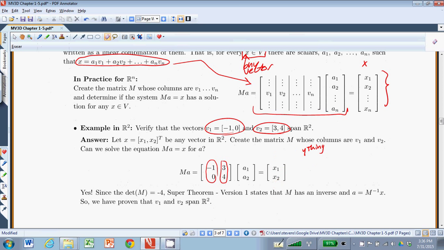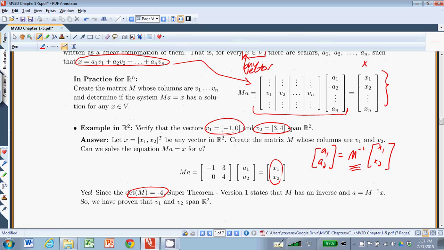If you give me any x1 and x2, then a1, a2 is equal to M inverse times x1, x2. I don't actually care what x1 and x2 are. All I want to know is, does my M have an inverse? And it sure does, because the determinant of M is nonzero. It has an inverse. I get a unique solution. And so it doesn't matter what x1 and x2 are. I will be able to solve for a1 and a2, and I will be able to get that desired linear combination. What that says is these two vectors, -1, 0 and 3, 4, span R2.